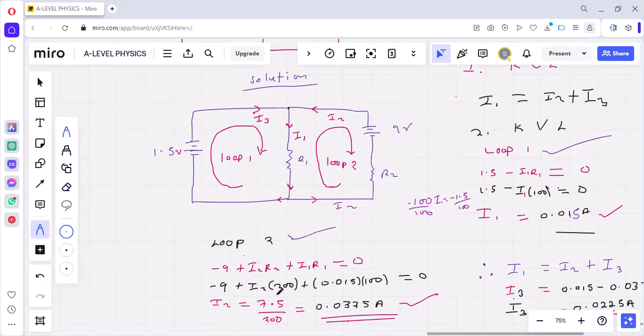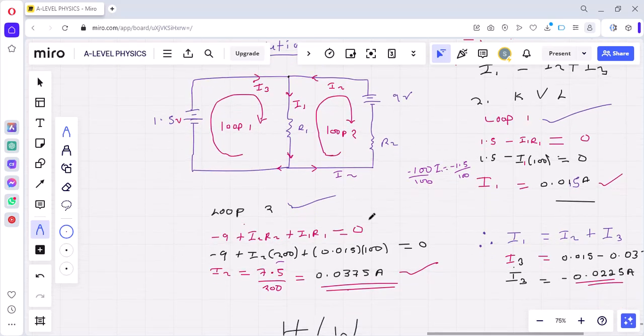So if you substitute here for R2, and you also have the value for I1, then solve for I2. You can pause the video and solve for I2. If you do that, this will give you 7.5 over 200, which will give you 0.0375 amps as the current for I2, also positive, implying that the direction of the current which I chose is also correct.